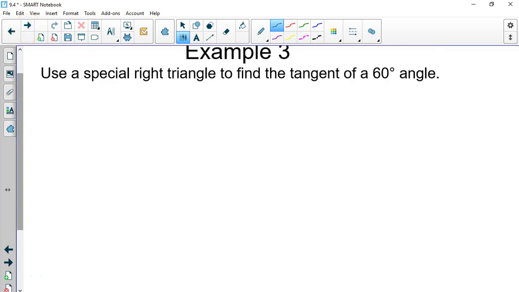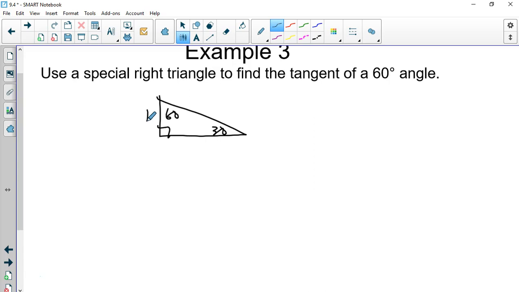Now, this is kind of a vague one. It says use a special right triangle to find the tangent of the 60-degree angle. Well, if we have a 60-degree angle and it's a right triangle, right, we have this. And we can put any numbers in. We're just trying to find the relationship. So I'm just going to make it easy on myself, and I'm just going to use 1 for my short side. Because I'm just trying to determine a relationship. And I always want to start with my short side, and I'm giving myself an easy number.